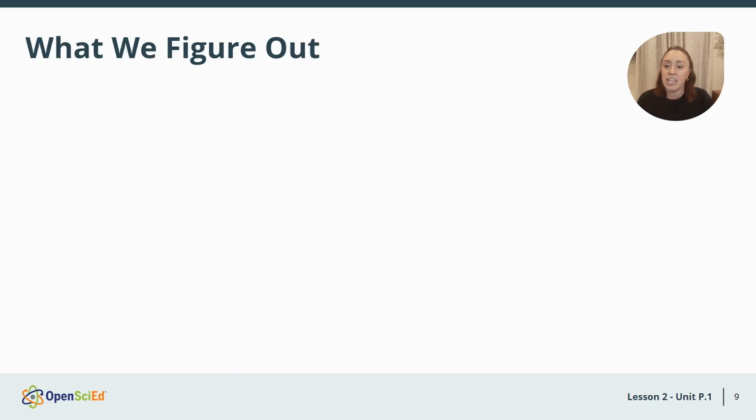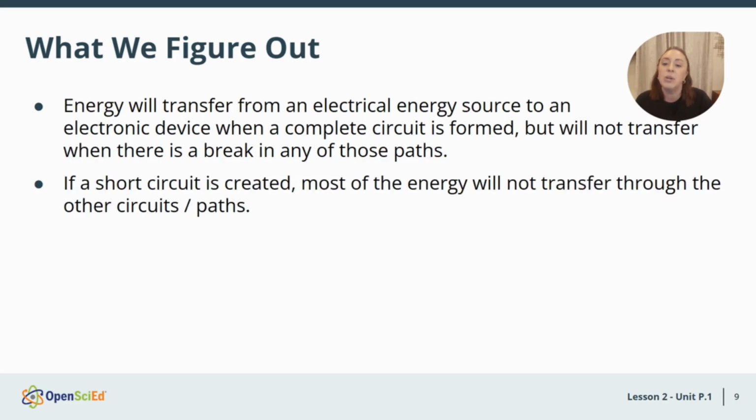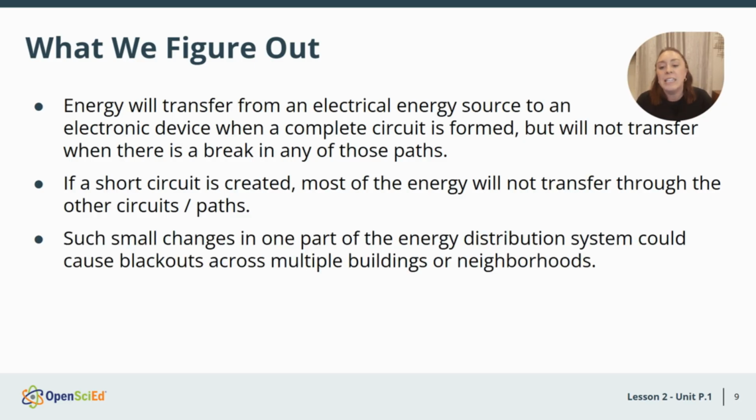So through these investigations, we figure out that energy will transfer when we have a complete circuit and will not transfer if there's a break in any of those circuit paths. We also figure out that we can create a short circuit where most of the energy does not go where it's intended and rather is stuck in a loop. And in either of these situations, we have a relatively small change to the system, but that small change could cause blackouts at a small or large scale across buildings or neighborhoods.